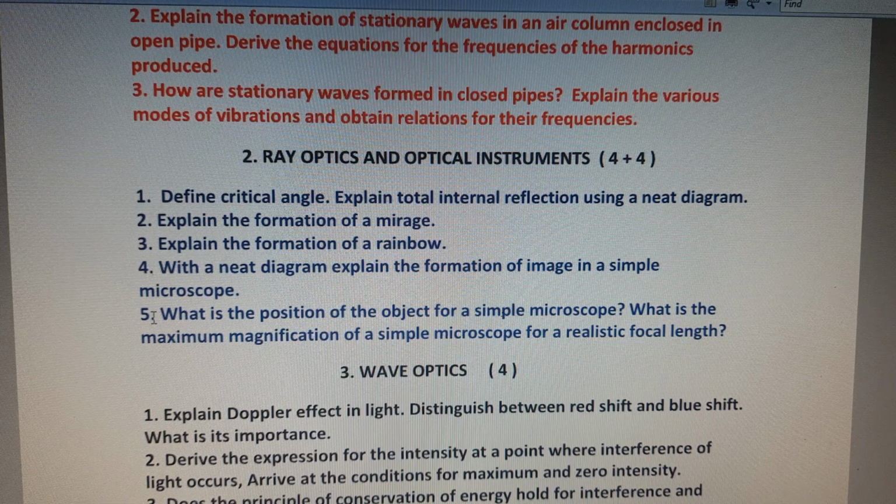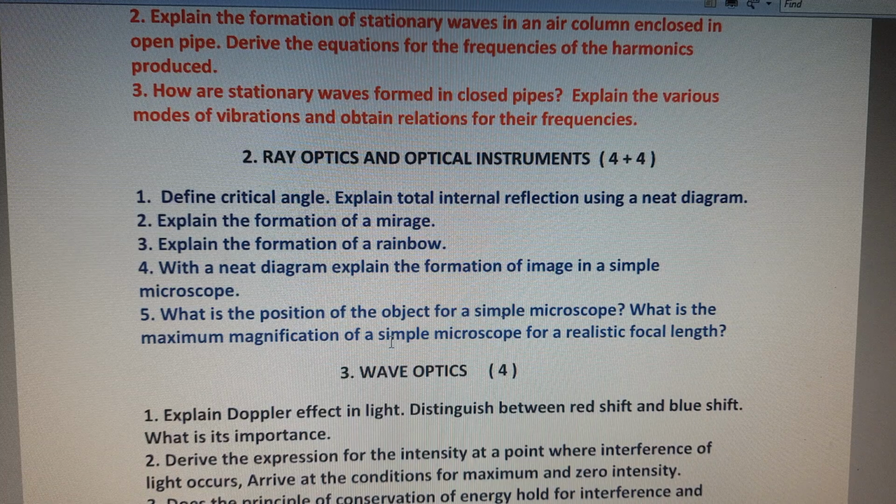In this one: what is the position of the object for a simple microscope? What is the maximum magnification of a simple microscope for the least distance of distinct vision? From these 5 questions, 2 4-marks questions will be asked in the IPE examination.